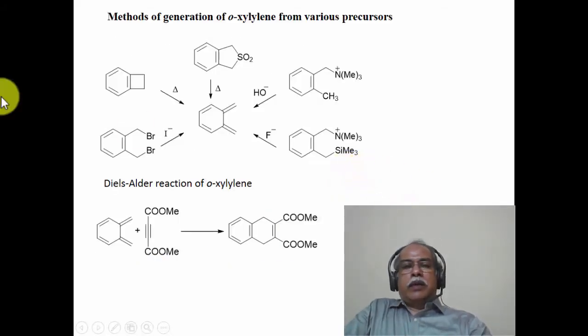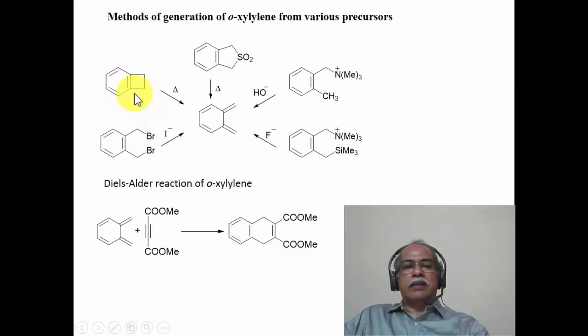Now, ortho-quinodimethane is an extremely reactive diene. This portion of the molecule can essentially react as a diene in producing a benzene type of structure. In other words, the driving force is essentially the aromaticity of this particular aromatic ring that is produced by the Diels-Alder reaction. The ortho-quinodimethane itself can be generated in several ways.